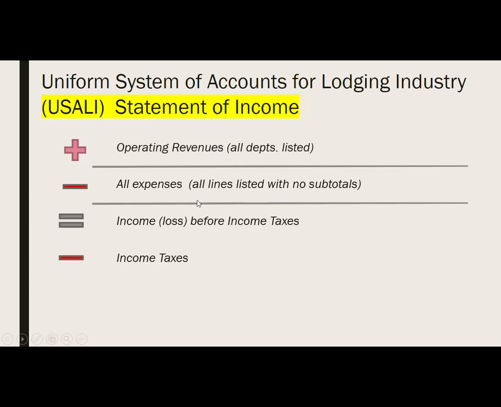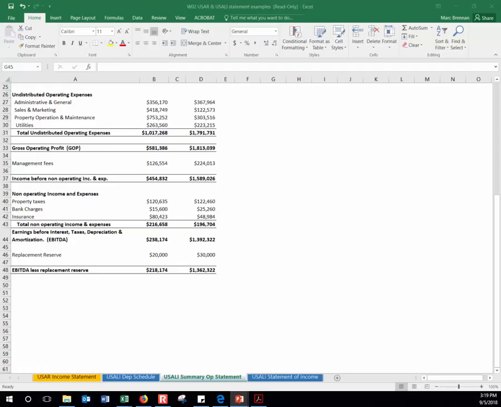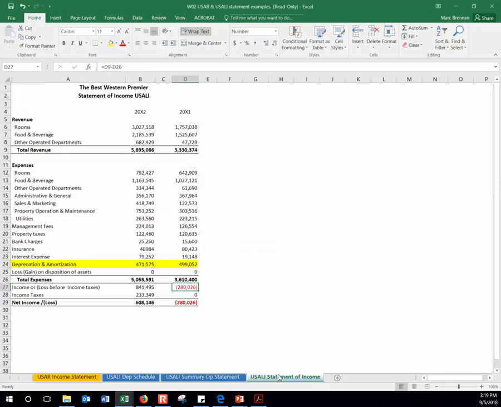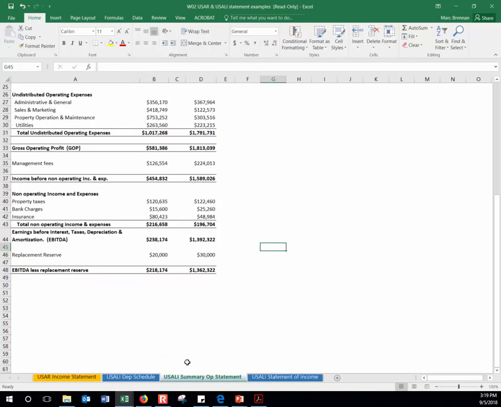And then you would keep your department's expenses listed one by one though. And then it would equal your income or loss before income taxes minus your income taxes, and that would give you your net income. So again, if we refer back to our final one, you'll notice that all of these numbers will typically be right here.